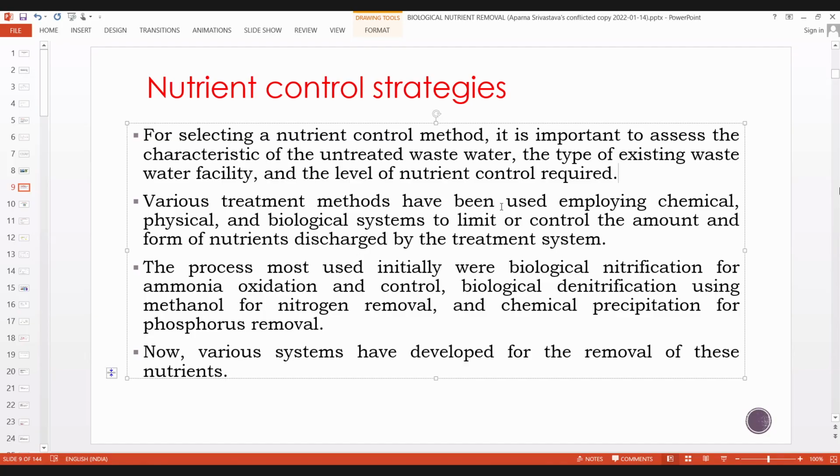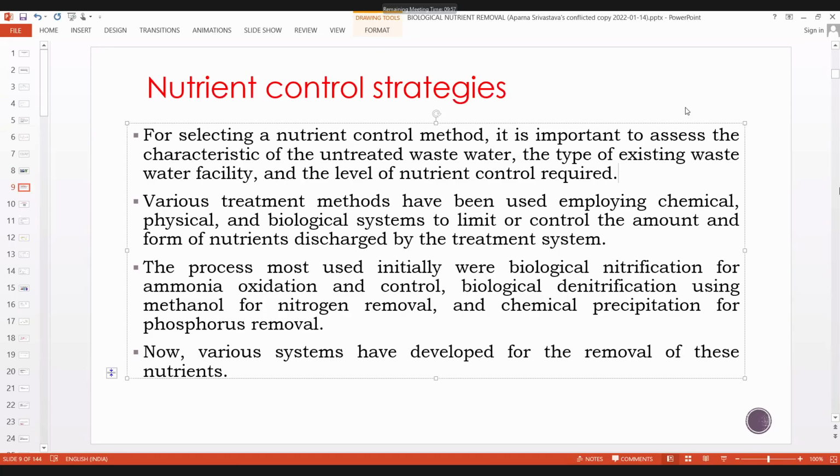So various treatment methods have been used employing chemical, physical and biological systems to limit or control the amount. Our permissible limit, we know that it is 10, and if it is only 12 milligram or 15 milligram per liter, then we know that only 33% removal is required. But if the concentration is 100 milligram per liter, then in that case we need to fix a treatment system which has 90% removal efficiency. So these are the common things that we have to take care of.